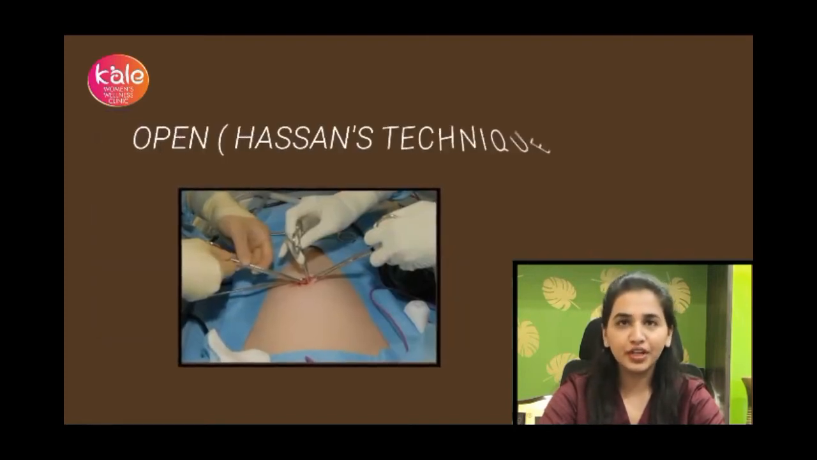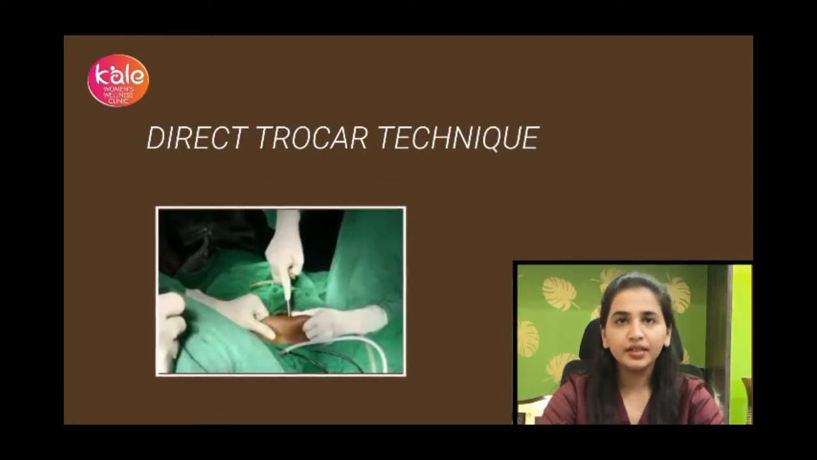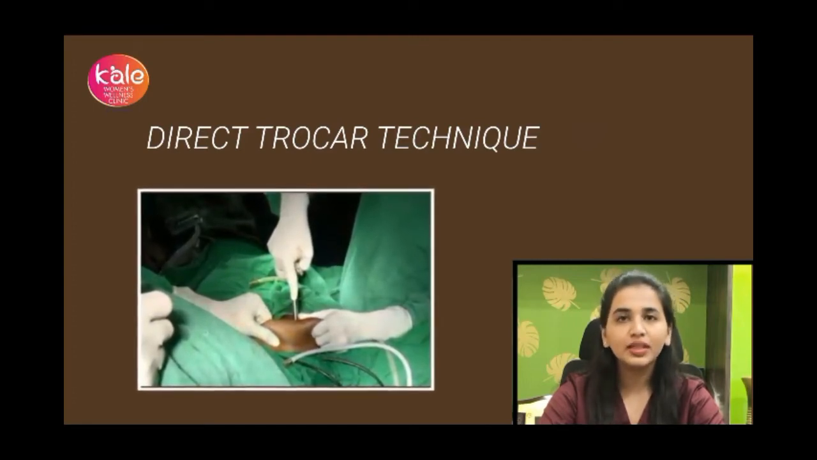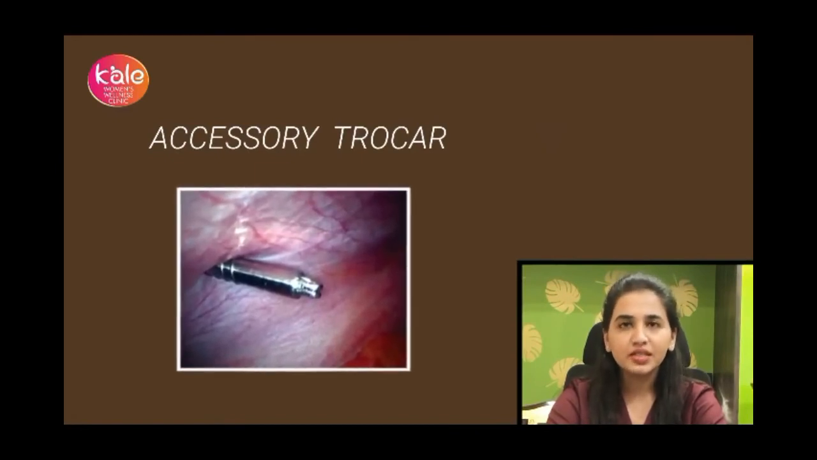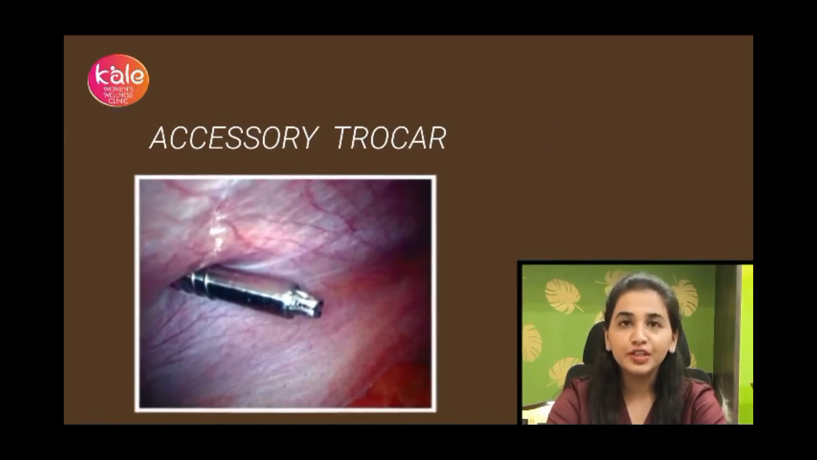The other methods of entry are open or Hasson's technique and direct trocar technique, in which no prior pneumoperitoneum is made. This is a faster technique with lesser insufflation problems. No method has any advantage over each other in terms of reducing vascular injuries. A surgeon must always use the technique which he or she is most comfortable with. Accessory trocar should always be inserted under vision with adequate insufflation to prevent injury to inferior epigastric artery.